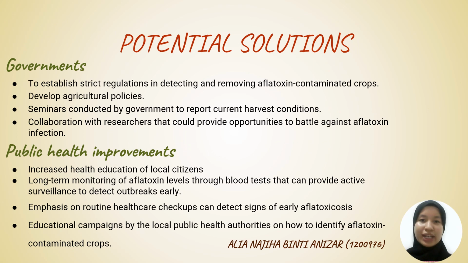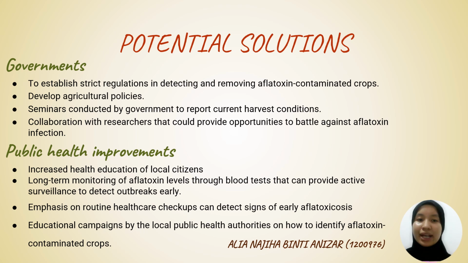Next, we move to the potential solutions. From what happened in Kenya in 2004, there are a few potential solutions that could be taken to prevent future outbreaks. Firstly, the government itself can establish strict regulations in detecting and removing aflatoxin-contaminated crops by developing an agricultural policy. Next, they can conduct seminars to report current harvest conditions. They also can collaborate with researchers to provide opportunities to battle aflatoxin infections.